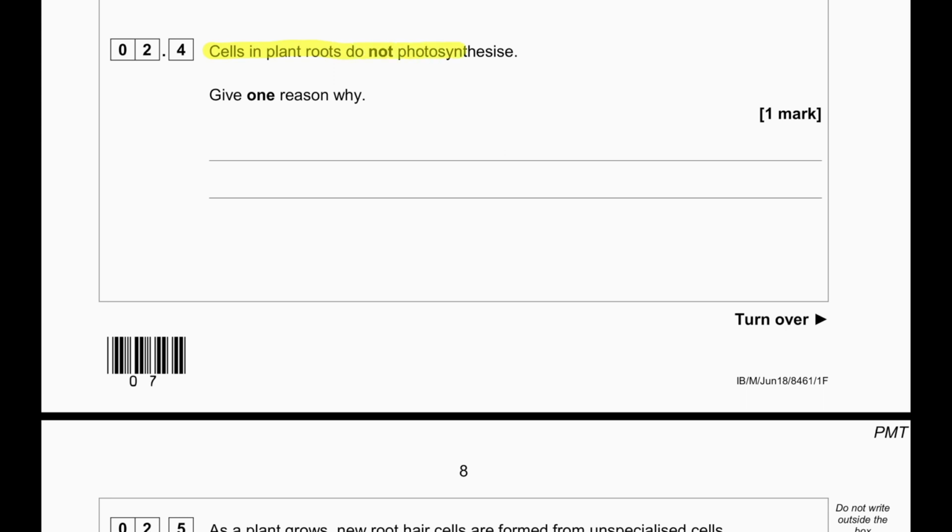Cells in plant roots do not photosynthesize. Give one reason why. To answer this question, we have to understand that plant root cells are under the ground. They do not have any access to light, and thereby they cannot photosynthesize without light. That's why they do not have any chloroplast.